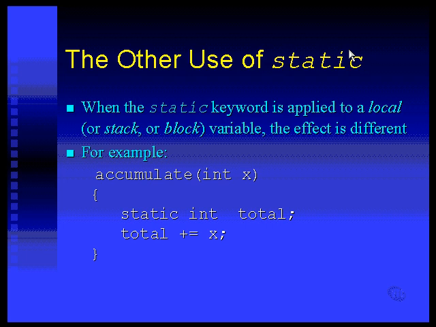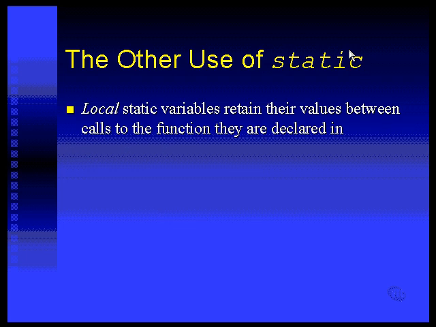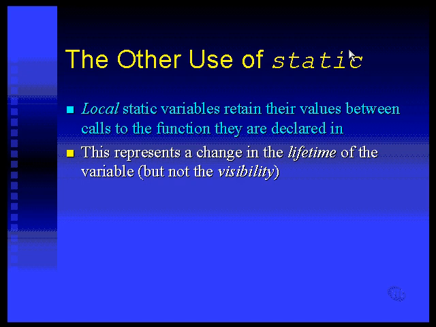So let's now look at a summary of the properties of static local variables. A local static variable retains its value between the calls to the function they're declared in, as we just saw. Now, this represents a change in the lifetime of the variable, but not the visibility. The visibility has not changed. That local variable is still local to that function. No other function can access the variable other than the function it's declared in. But the lifetime of the variable has changed.